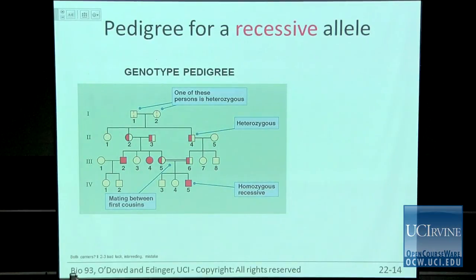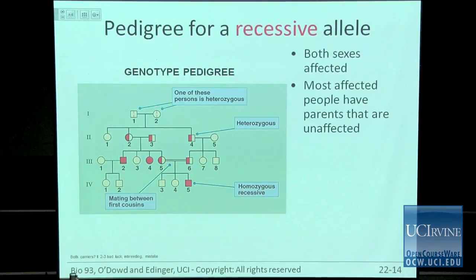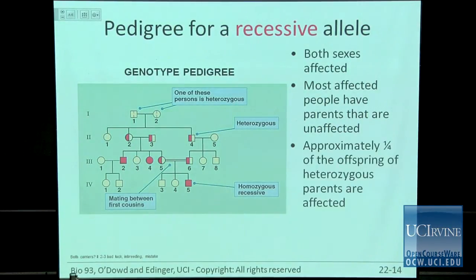Now this is an example of a recessive pedigree. We know that you're seeing genotype because we've got these half-filled-in guys who are carriers. Some of the characteristics of a recessive pedigree, you often see that both sexes are affected with similar frequency. Most people who are affected have parents that are not affected. So here, remember, these guys are carriers. They're normal. So these two affected people have normal, unaffected parents. Same down here. Parents are not affected.